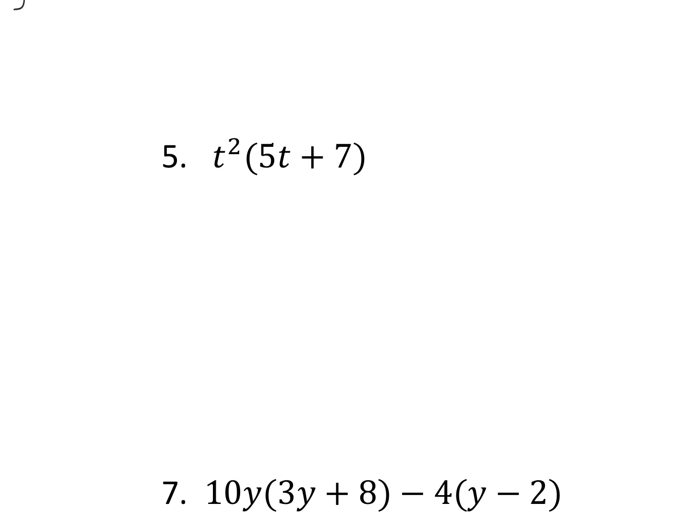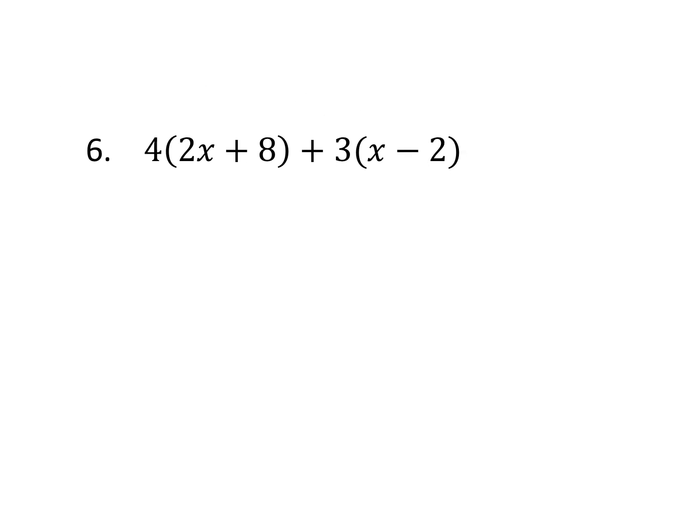Number 5, we've got t squared times 5t. So t squared times t would be t cubed. And then we've got 5 of that, so 5t cubed. And then t squared times 7 is 7t squared.